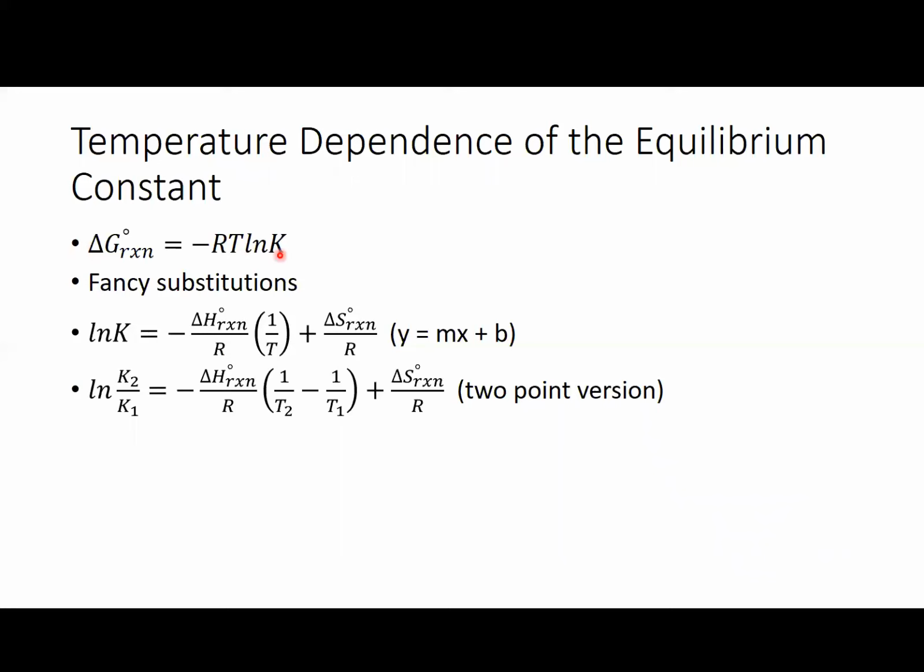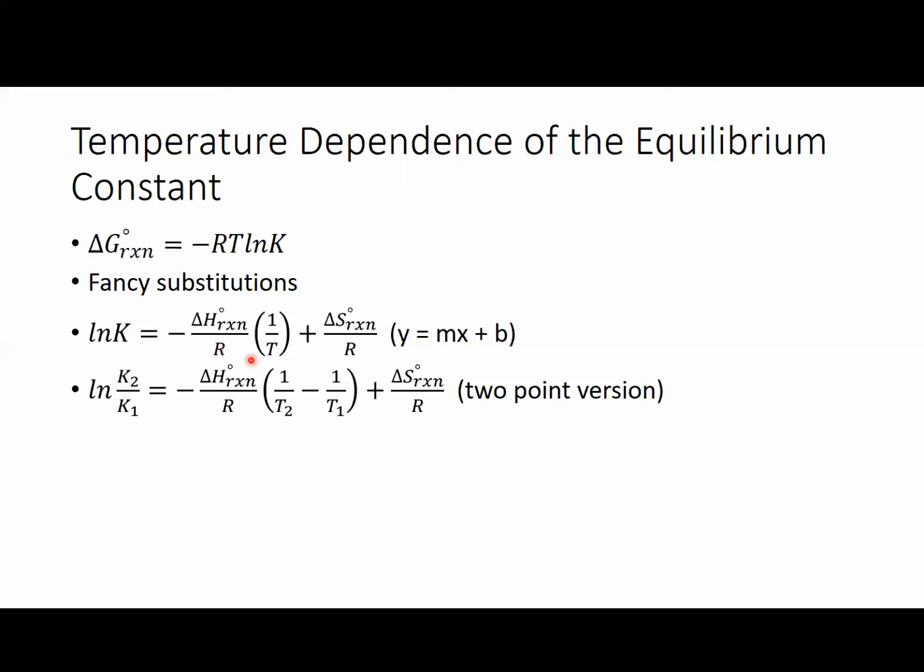You might do some fancy substitutions. Your book does go through what those substitutions are. You can turn that expression into this, which is a y equals mx plus b. So the slope of this line would be, here's your x, your 1 over temperature, and the slope of this line would be the negative of your delta H of reaction over R.